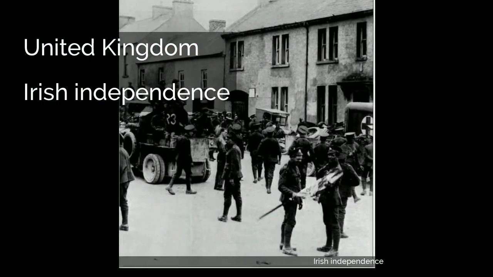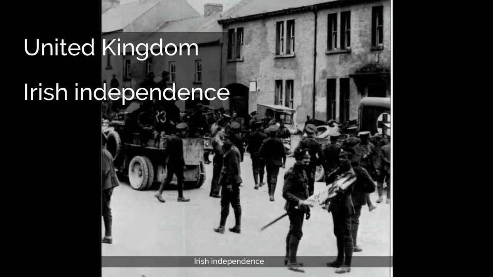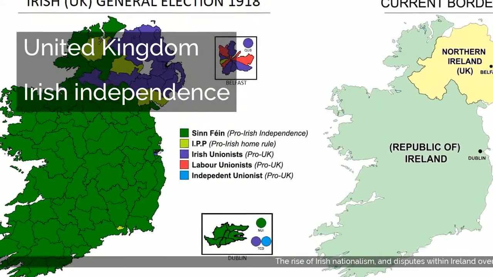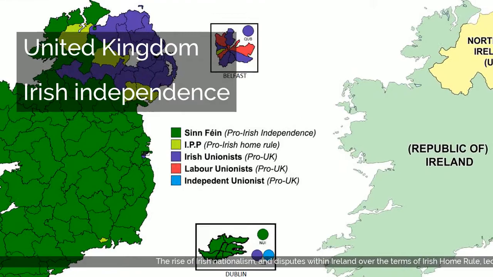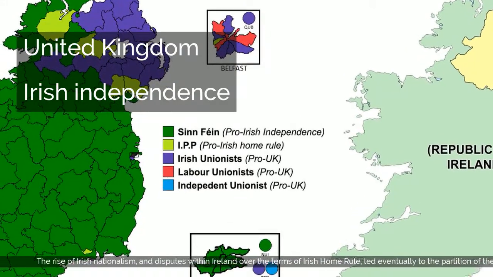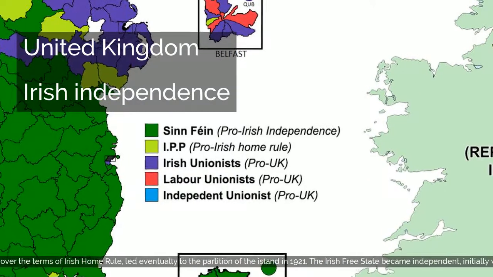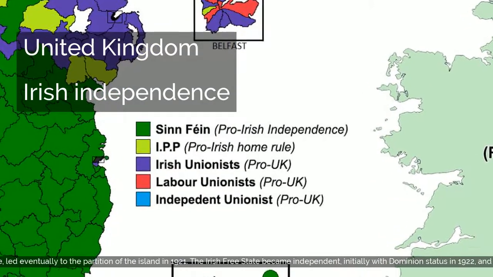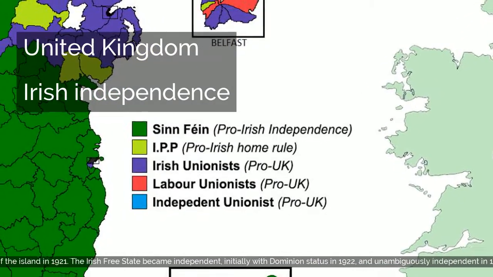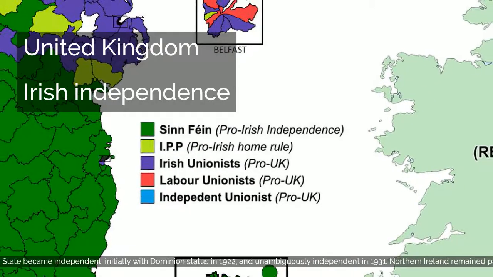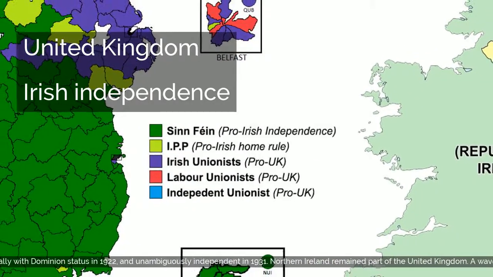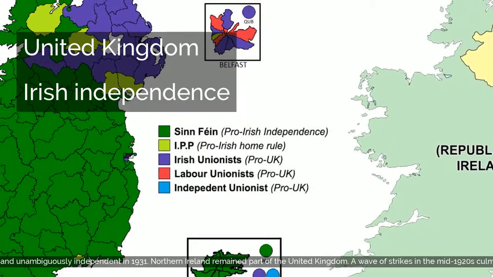Irish independence. The rise of Irish nationalism, and disputes within Ireland over the terms of Irish Home Rule, led eventually to the partition of the island in 1921. The Irish Free State became independent, initially with Dominion status in 1922, and unambiguously independent in 1931. Northern Ireland remained part of the United Kingdom.